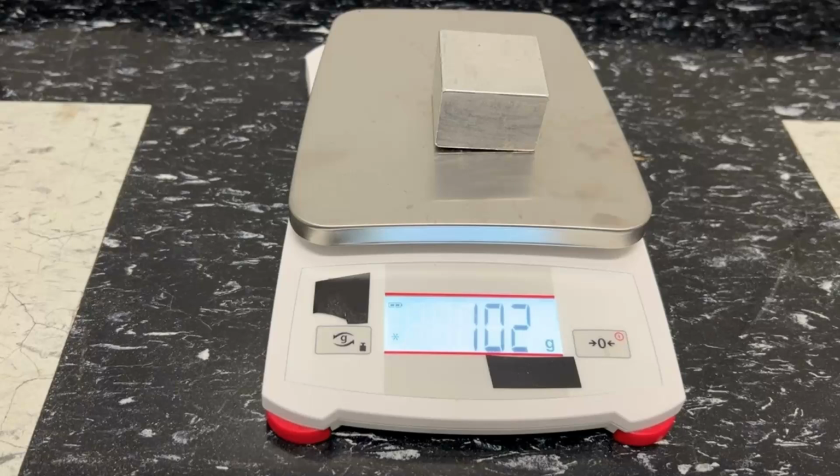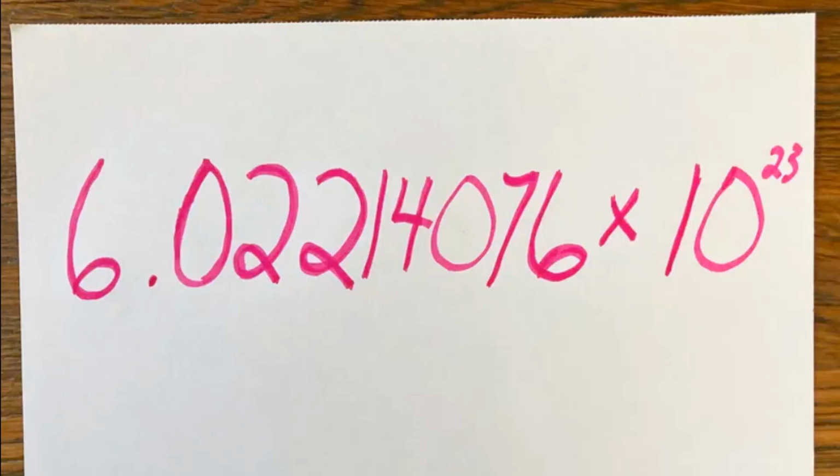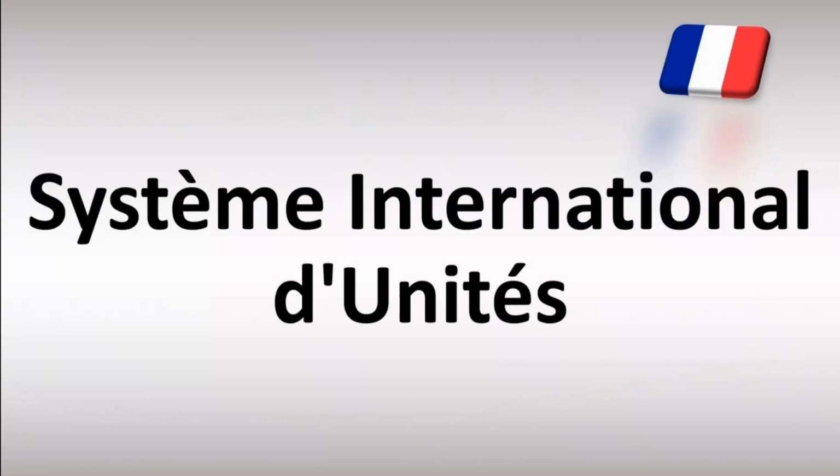The number is significant in that it serves as a bridge between the microscopic world of atoms and the macroscopic, measurable world of grams, allowing chemists to count particles by weighing them. Avogadro's number is a dimensionless number, having no units. However, since it gives the number of entities per mole, the Système International d'Unités additionally defines Avogadro's constant as having the unit reciprocal mole, or per mole.